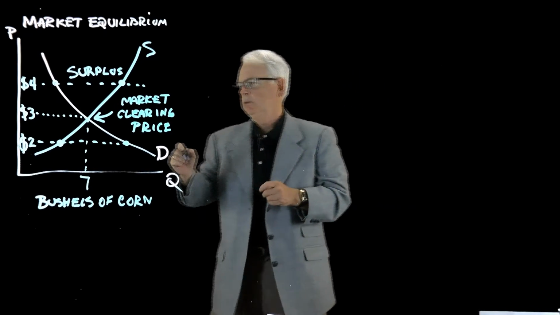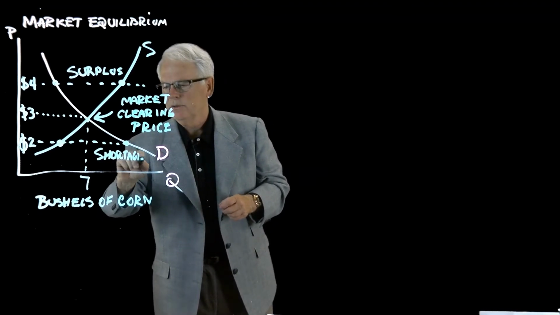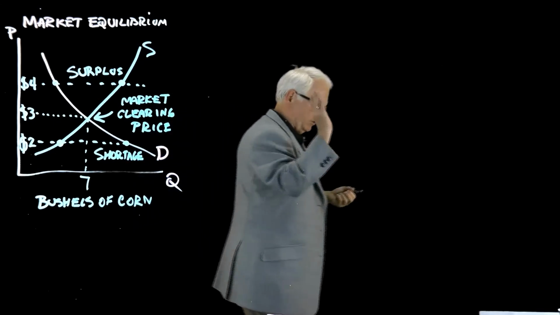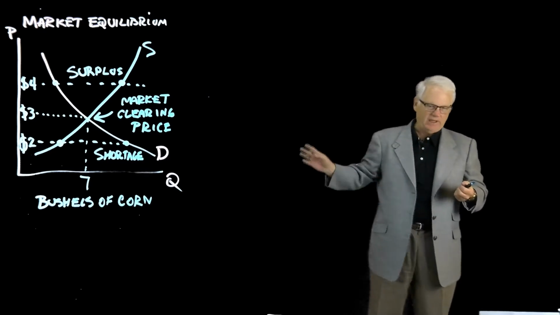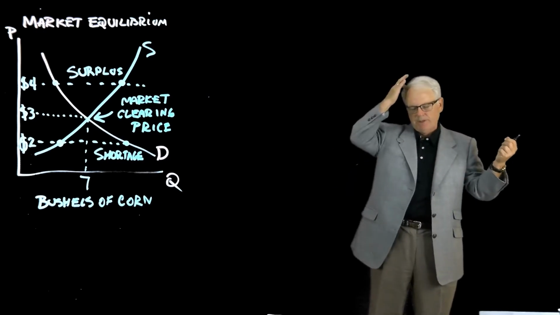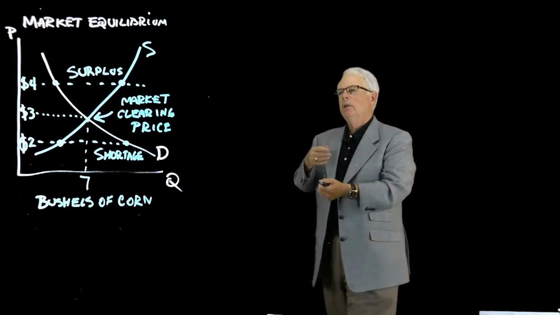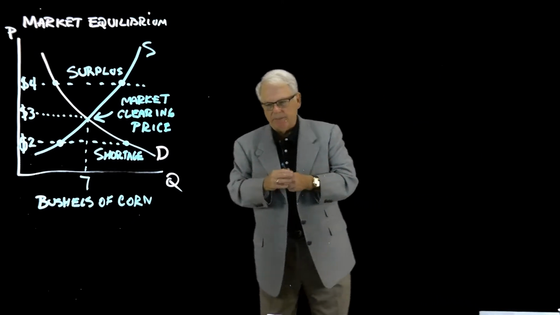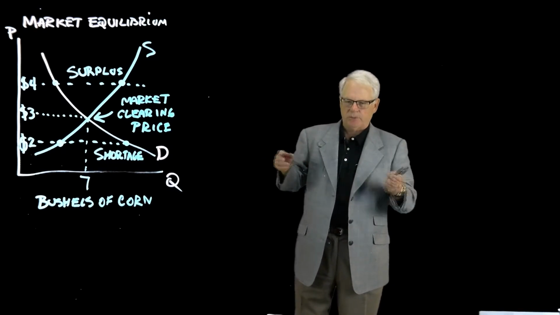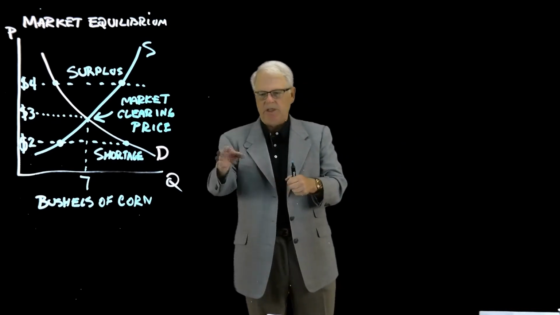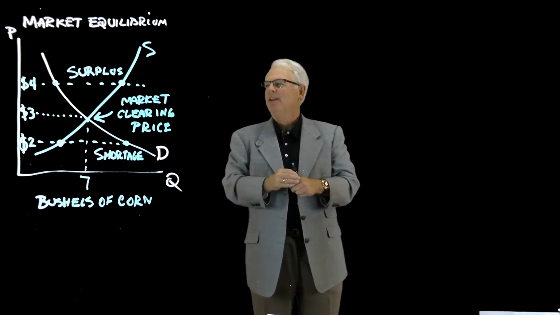There's a shortage. Consumers are demanding more. The inventories at the farmer's market and at the grocery stores are flying off the shelf. It's empty, etc. What's going to happen because of that demand? What will happen to supply? Suppliers will say, hey, the shelves are empty at the grocery stores. The shelves are empty at the farmer's market. We need to make more.